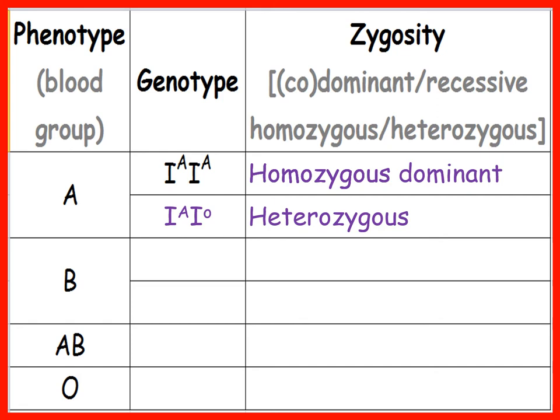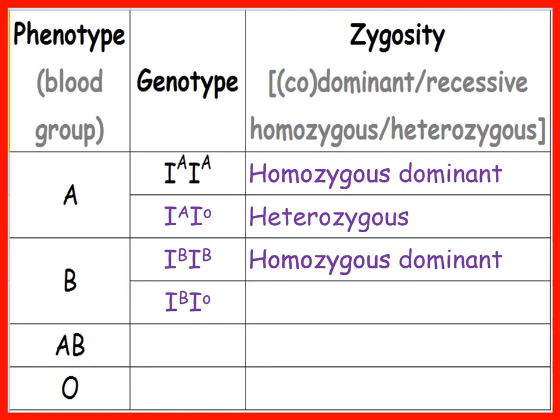For blood type B, it'd be exactly the same, but with a B allele instead of A, so it'd be IBIB. Again, this would be homozygous dominant, because the B allele is also dominant, just like A, they're codominant. You're going to have IBIO. Again, this B allele is dominant over the O allele, so this is heterozygous because they're two different types of alleles, but the phenotype would be B, because that's what would be expressed as it's dominant.